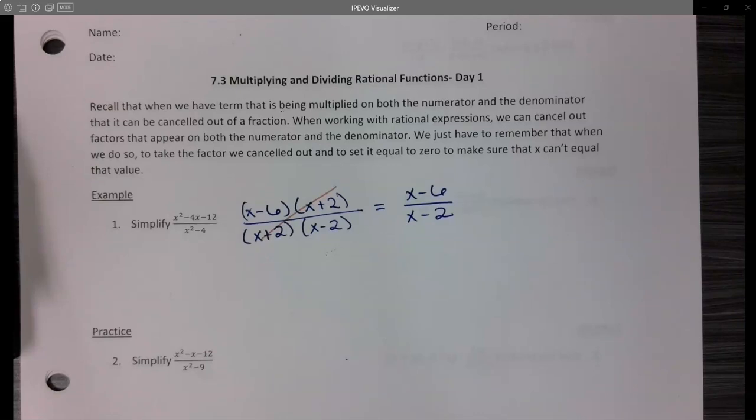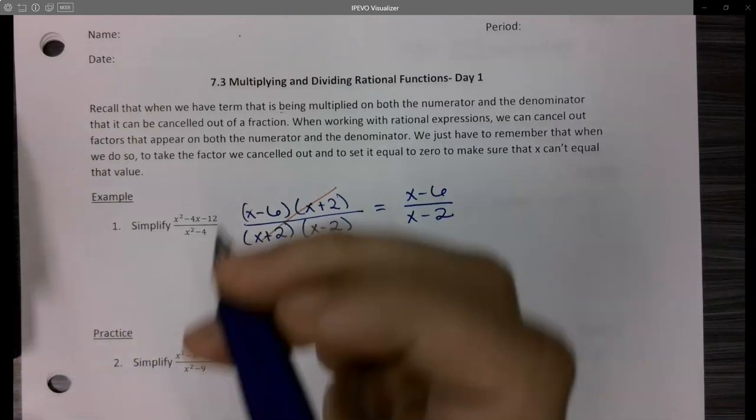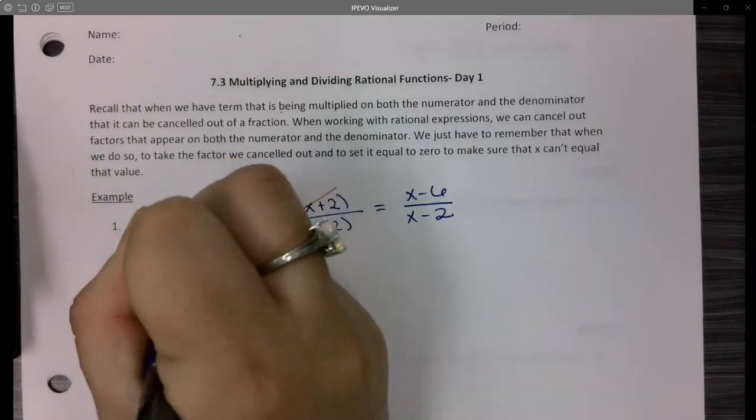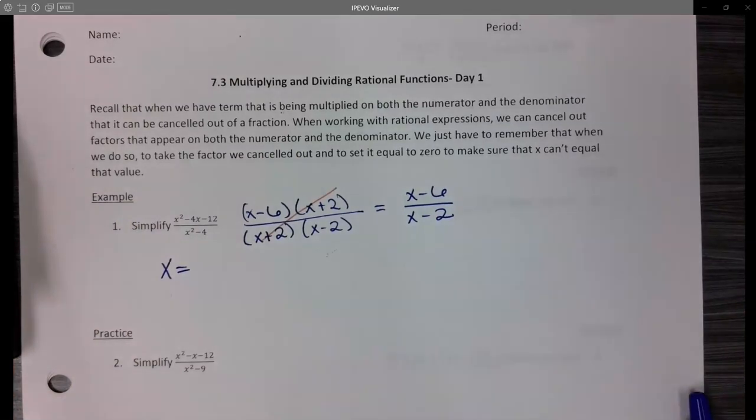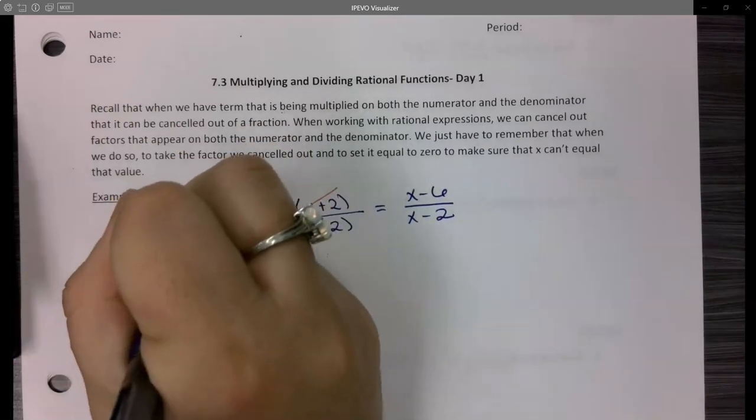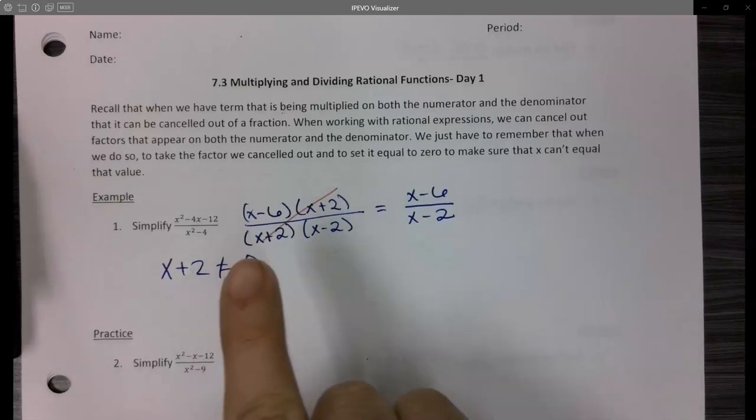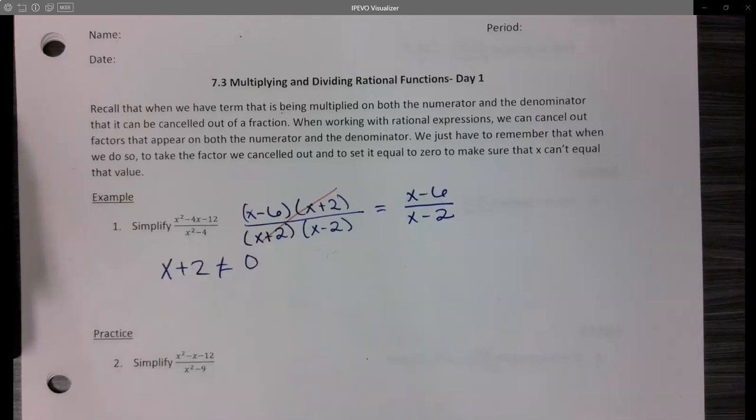Then I also need to do one more thing because I got rid of a binomial in the denominator. I need to set that one equal to 0. Oops. And I don't mean set it equal to 0, I mean set it not equal to 0, so with the line through the equal sign. Because I canceled it out, the denominator can't ever be 0, so if I put this back into the original one, it would make it 0.